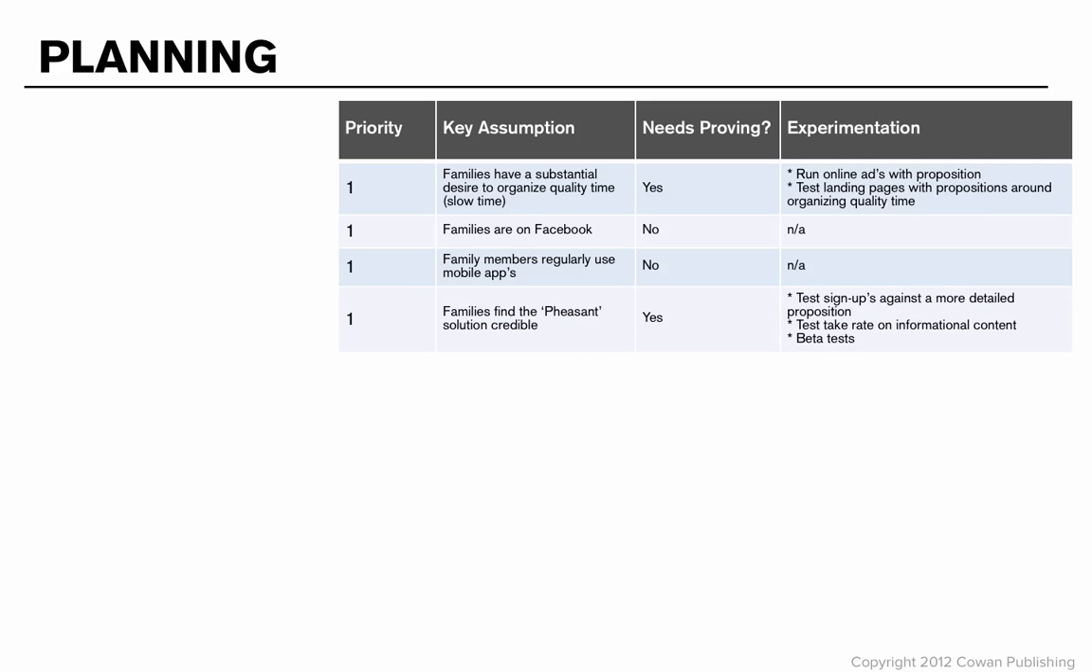Families will find the Pheasant solution credible. This definitely needs to be proven. Jen and Jay can test these signups that we mentioned previously against a more detailed version of the proposition and see which ones resonate. They can put together some informational content to send out to these users and see how that takes, and they can do their beta tests.